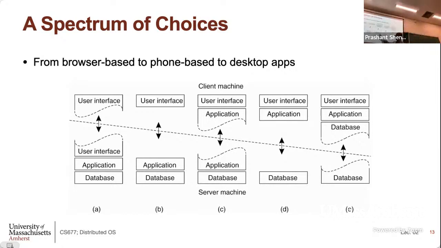Now let's look at the one in the middle, which essentially says the user interface and part of the application are on the client. Then there's another part of the application on the server, and the database is on the server. This is another way you split the three tiers between the client and the server. Any thoughts on what kind of application might map to this?